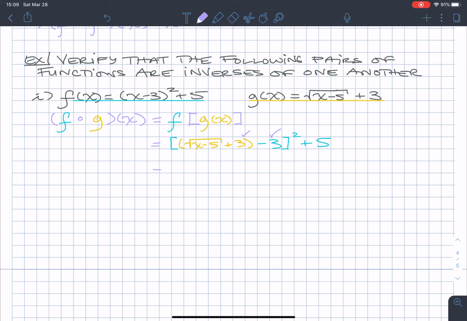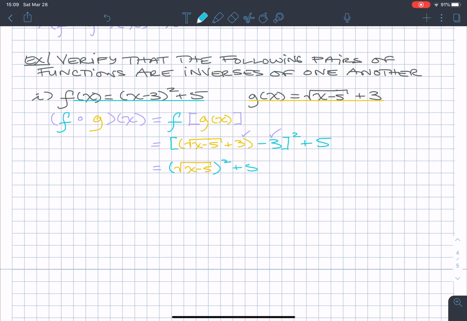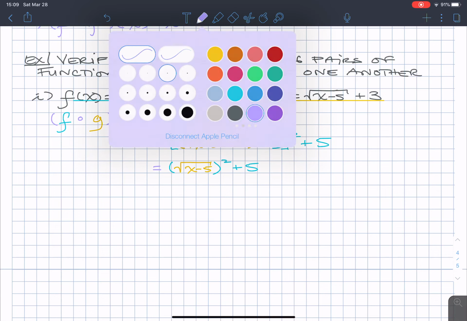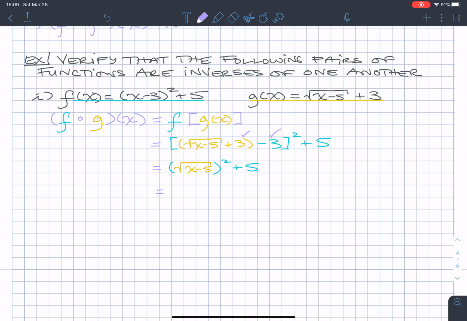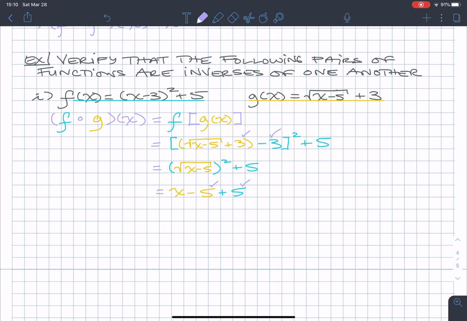So what I'm left with then is the square root of x minus 5, quantity squared. Then on the outside I have plus 5. So the square root is undone by the square. So we have x minus 5 plus 5. So we see that the 5's sum to 0, and we're left with x, check mark. So it works going forward.